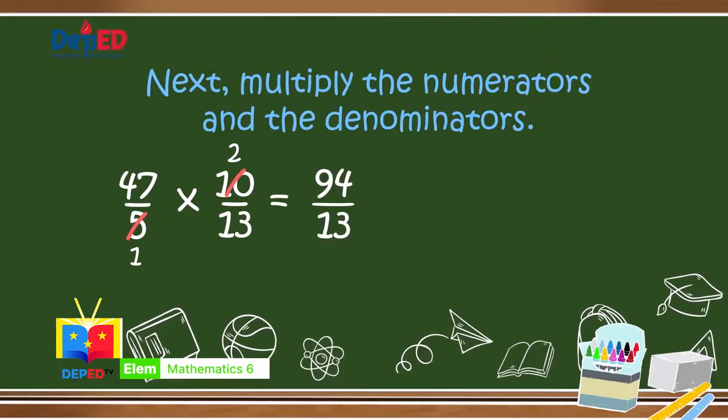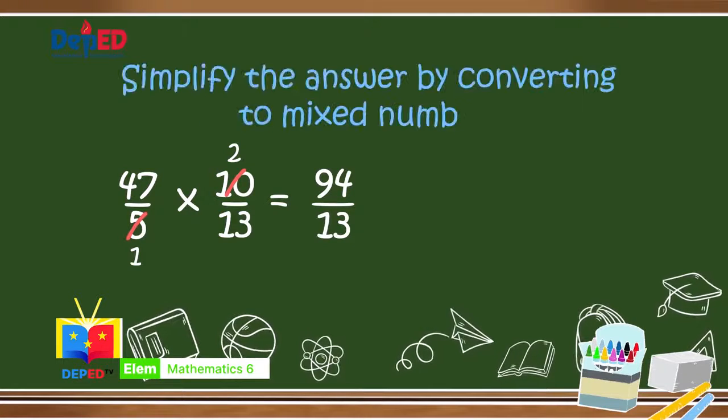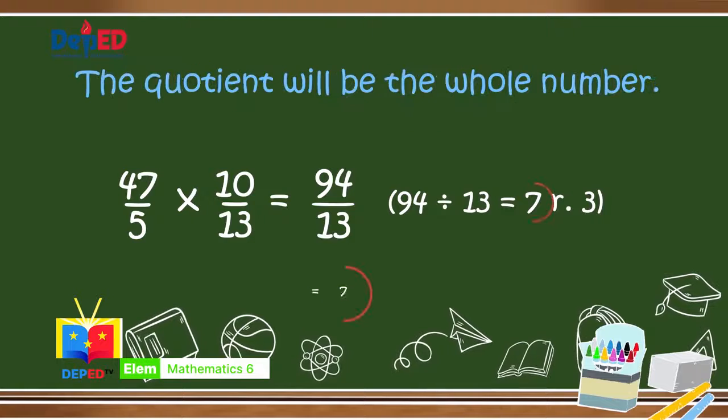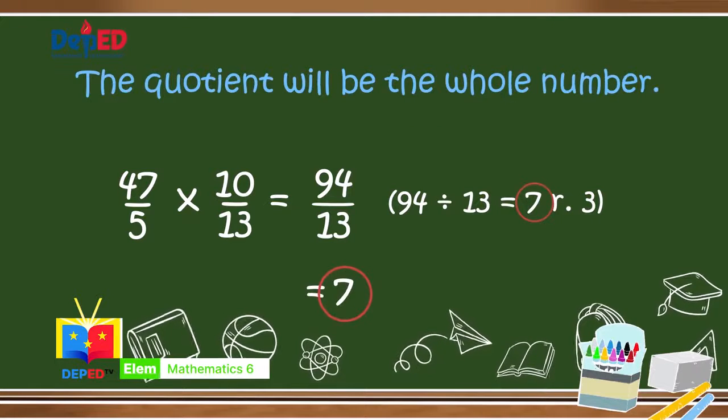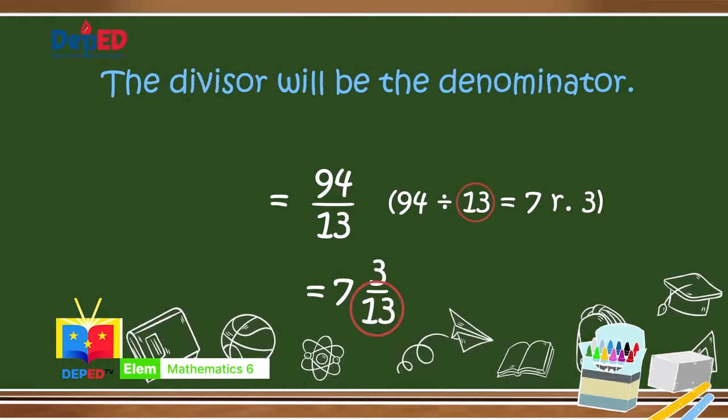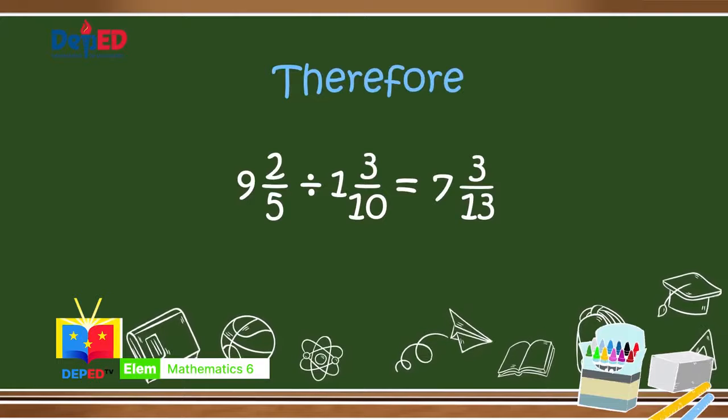We have 94/13. Simplify the answer by converting to a mixed number. Again, in converting an improper fraction to a mixed number, divide the numerator by the denominator. The quotient will be the whole number. The remainder will be the numerator, and the divisor will be the denominator. Because of that, 94/13 is equal to 7 3/13. Therefore, the quotient of 9 2/5 divided by 1 3/10 is 7 3/13.